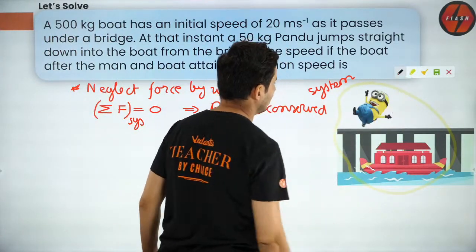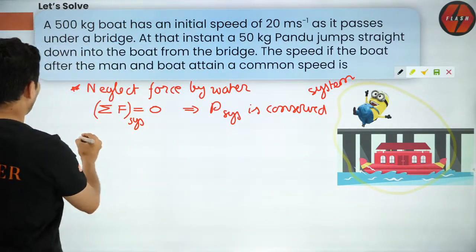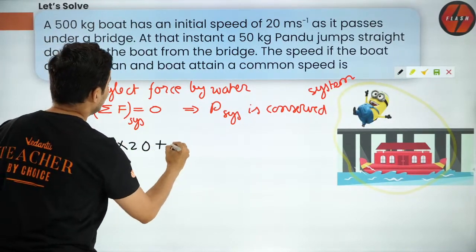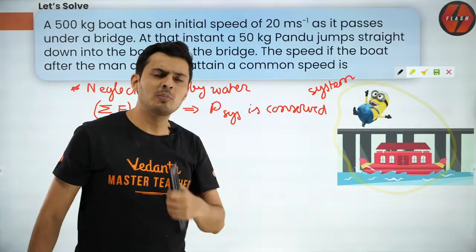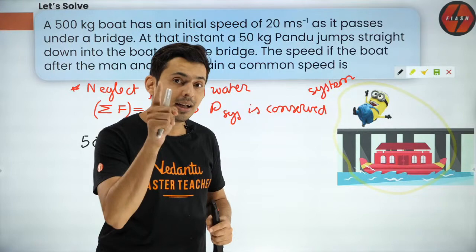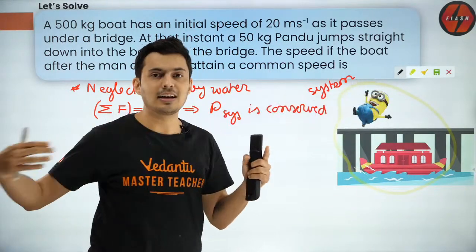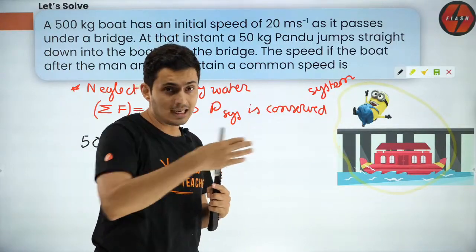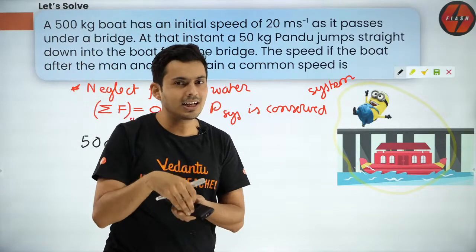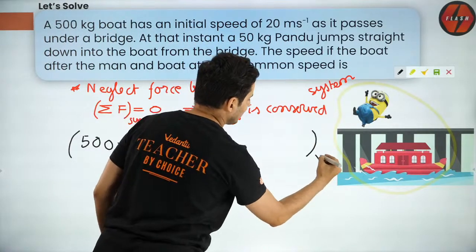Now let's apply momentum conservation. Initially, the momentum was only of the boat, and how much was it? It was 500 into 20. Pandu's momentum is 0. Sir, why is Pandu's momentum 0? Pandu is falling down, so he has momentum. Yes, you guys are right. But think, in which direction are we conserving momentum? I'll conserve the momentum in the x direction. So I should only worry about the momentums in the x direction. Pandu's vertical velocity is irrelevant for me. So everything in x direction.